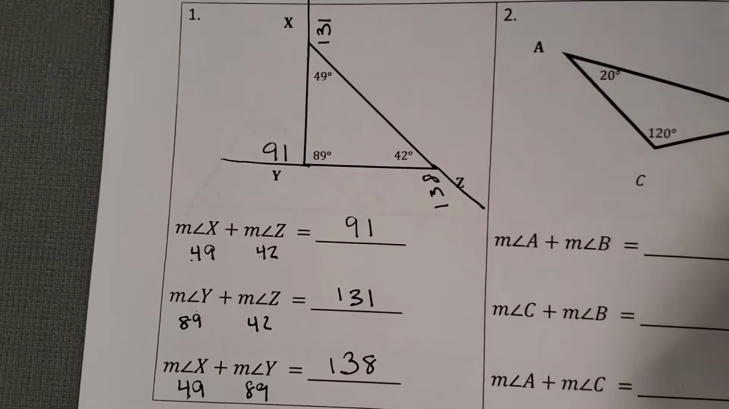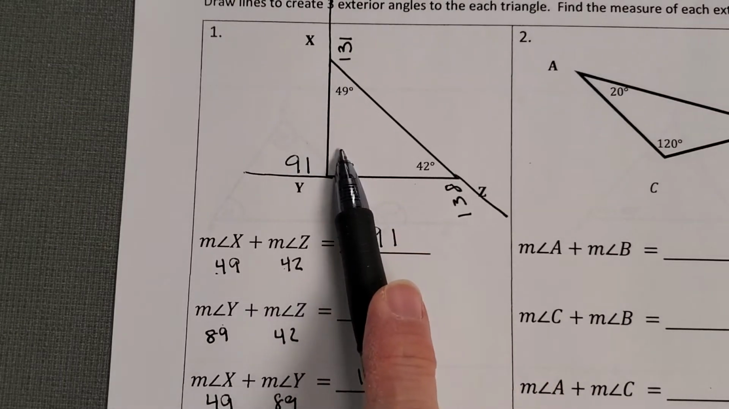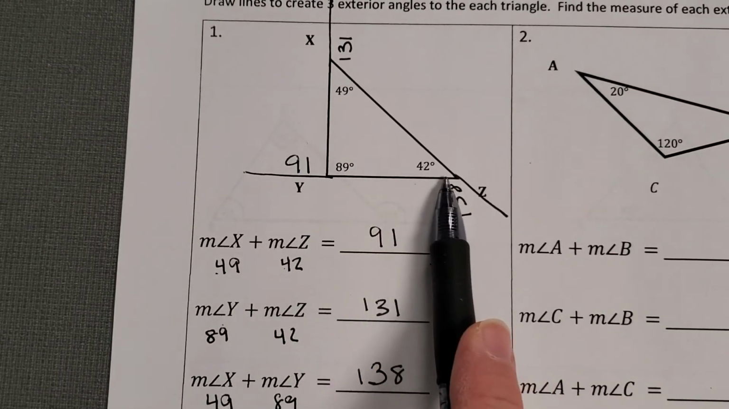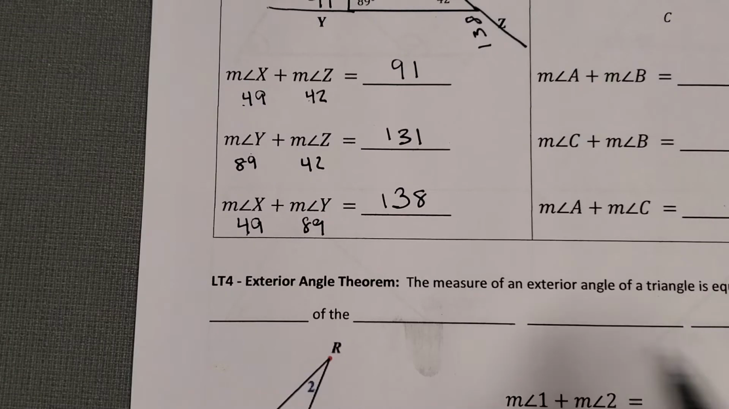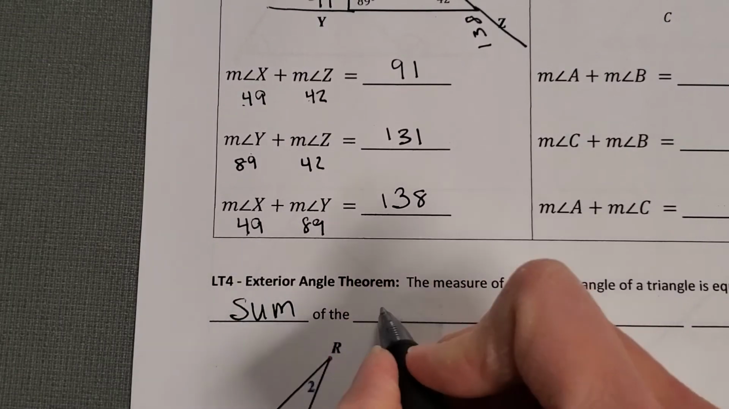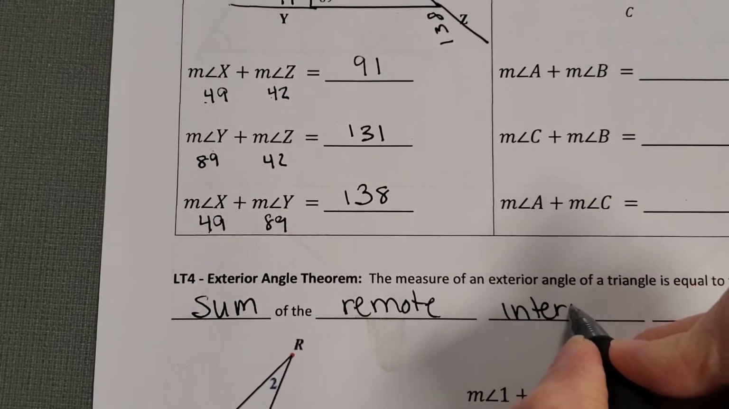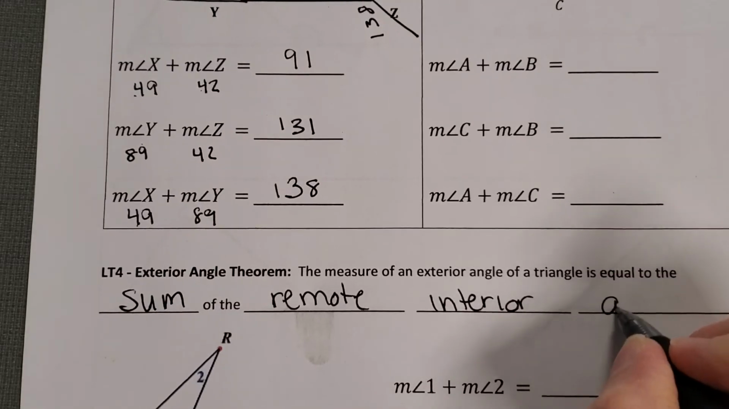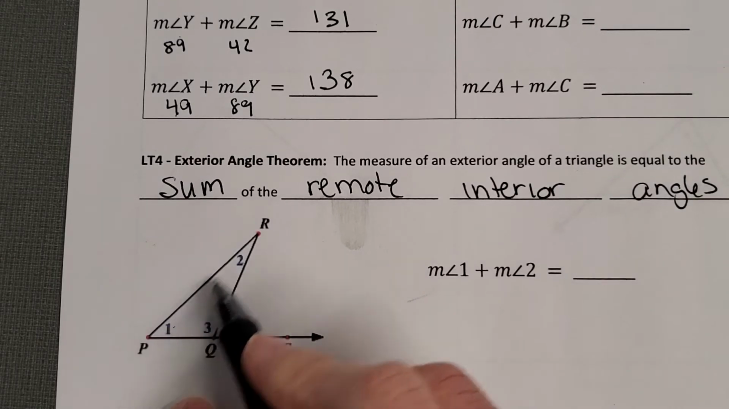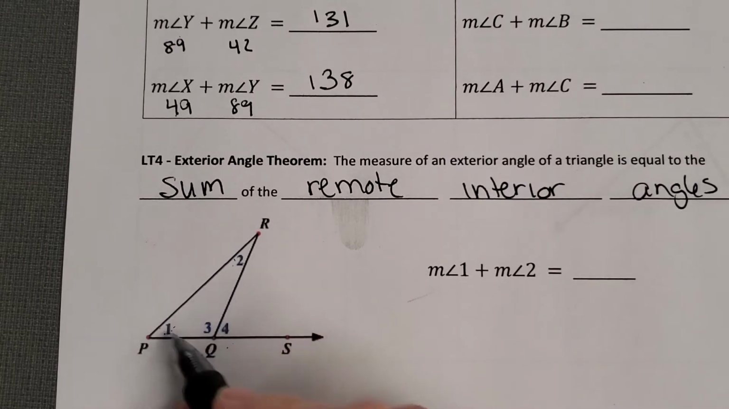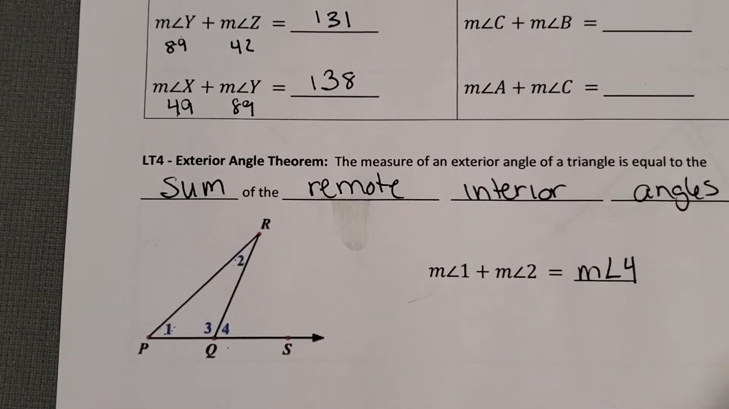But what we know then is that the exterior angle of a triangle is the same as the sum of the two remote interior angles, the two angles in the triangle that weren't attached to the exterior angle. So it says the measure of an exterior angle of a triangle is equal to the sum of the remote, that means the ones far away from it, interior, that means inside, angles. So if we look at this triangle here with all the angles marked, we would know that these two remote interior angles add up to the measure of angle 4. And that's the theorem we're going to work with in the next page and the next problems.